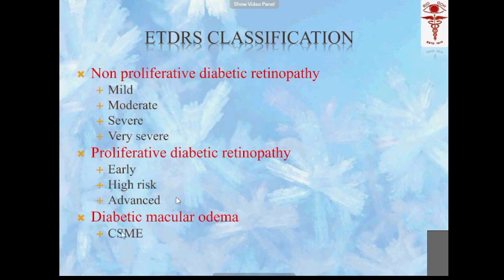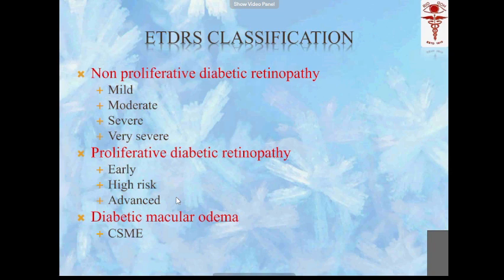So this diabetic macular edema can occur even in non-proliferative and in proliferative. So when you are going to diagnose a case, it will be either NPDR, non-proliferative diabetic retinopathy, with the CSME or without CSME, or PDR, proliferative diabetic retinopathy, with the CSME or without CSME. So that's how we classify.